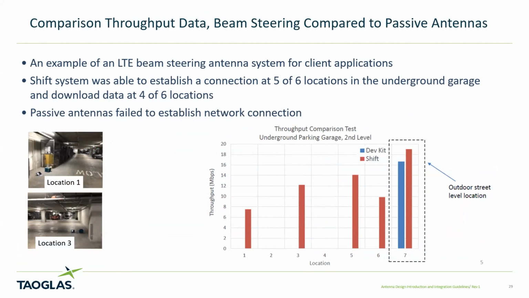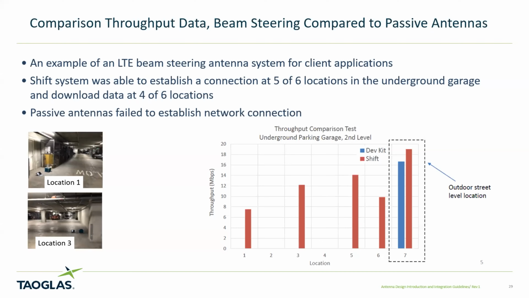So this is downtown San Diego. This is 2 floors underground in a high-rise building. We found a very weak location where the same LTE router with external passive antennas could not pick up signals at multiple locations in the parking garage. We went back and compared it to Shift, again, the same radio LTE router with 2 beam steering antennas, and we saw that at 4 of the 6 locations, Shift was able to make a connection and support data throughput. The passive antennas were not able to.